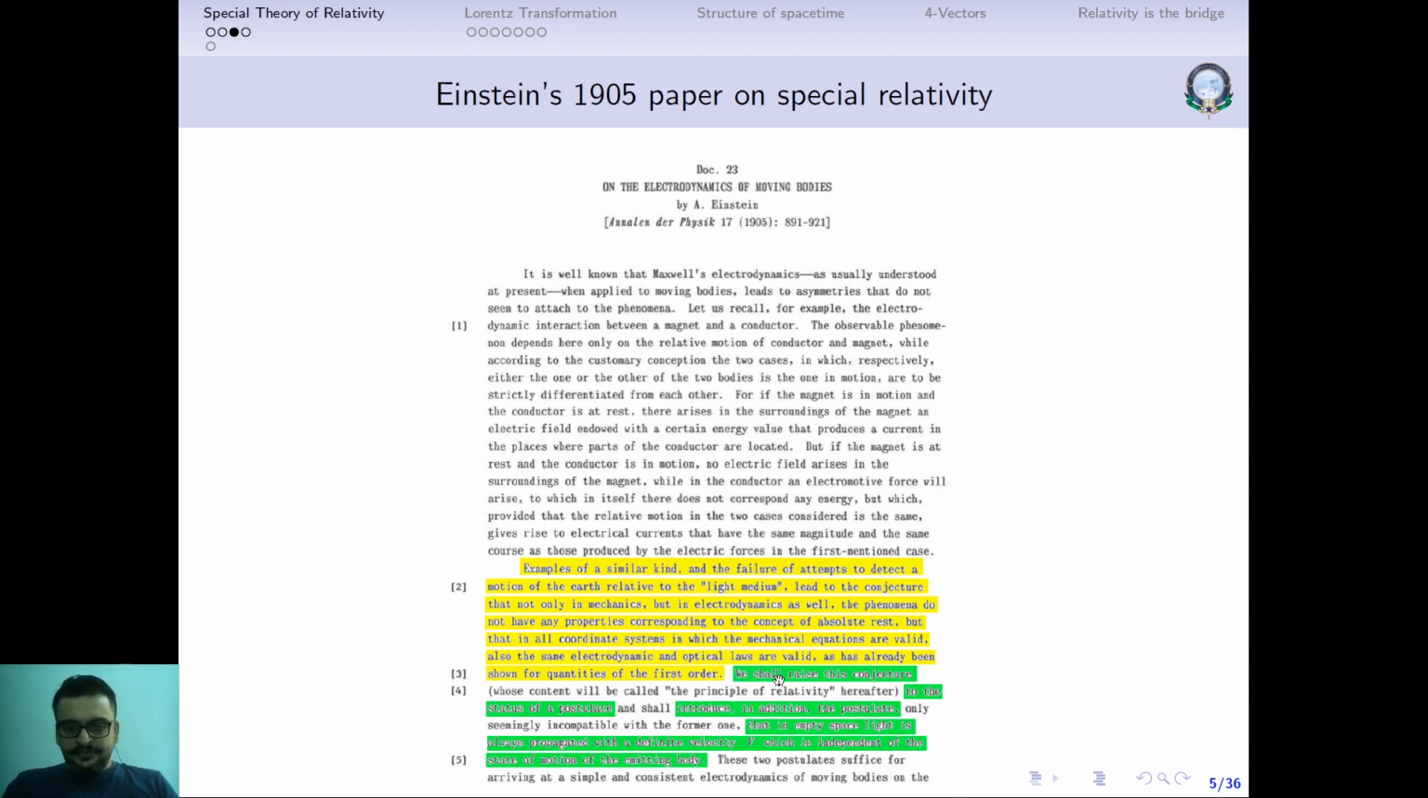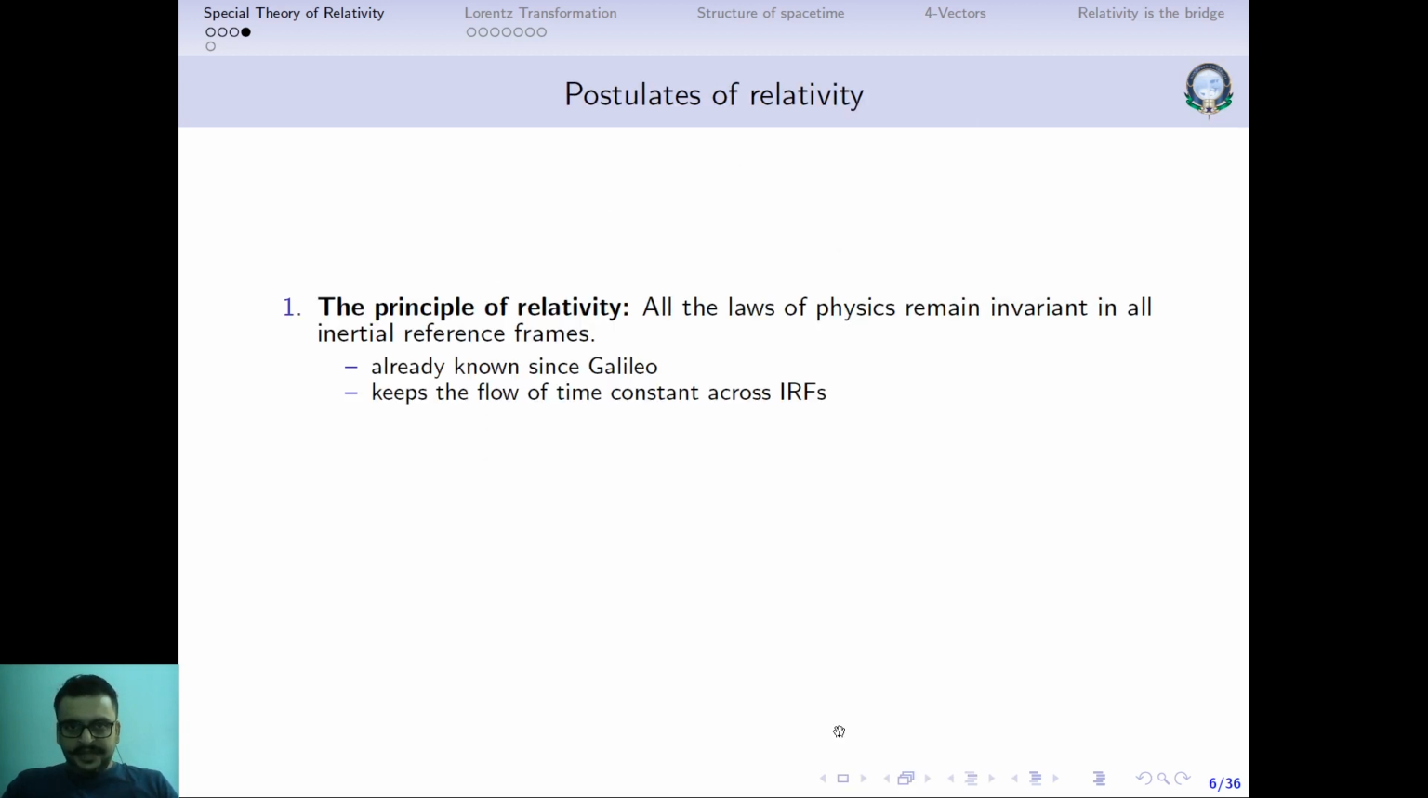And he further says that we shall raise this conjecture to the status of a postulate. So this conjecture, which is basically the principle of relativity, he says we shall raise to the status of a postulate, and shall introduce, in addition, the postulate that in empty space light is always propagated with a definite velocity v, which is independent of the state of motion of the emitting body. So what I have highlighted here in green is basically the second postulate. This is the first postulate and this is the second postulate. So these two were raised by Einstein.